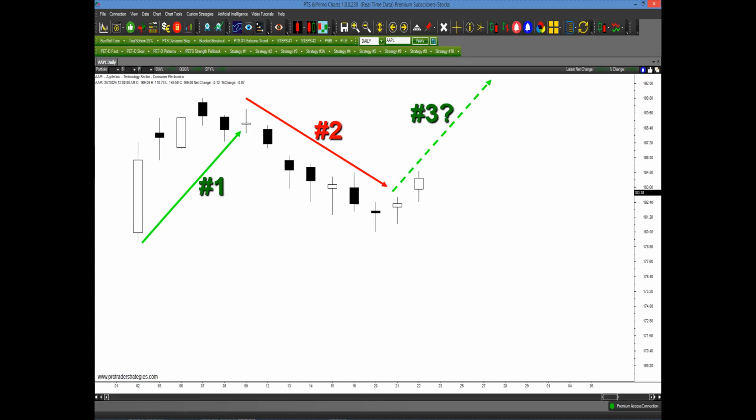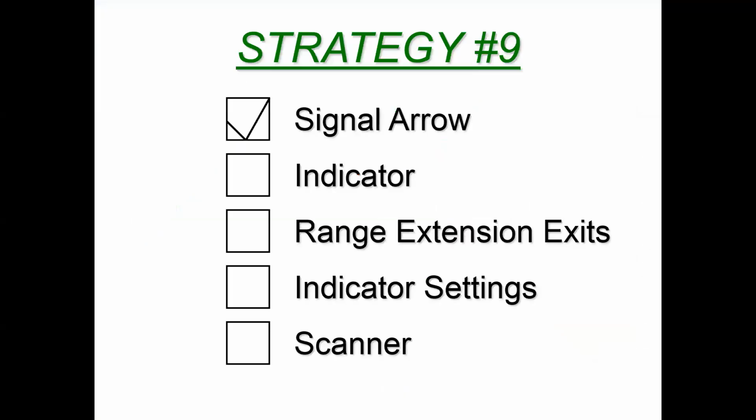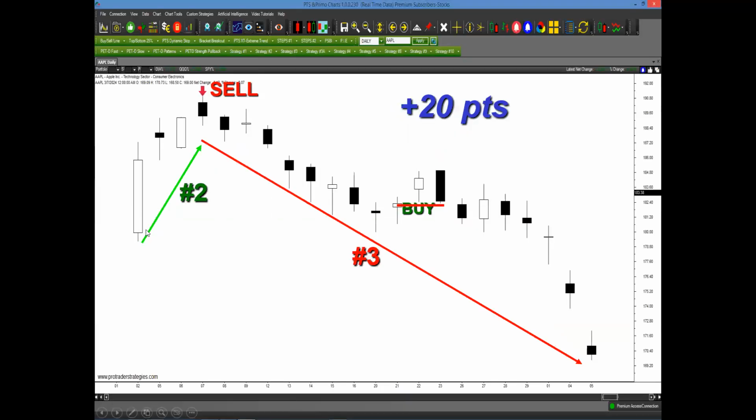So let's say the student jumped in and bought right there. Well, let's see how successful they were. Okay. This is why you need strategy number 9, because this wasn't at all the proper phases of a pullback. If you were a strategy number 9 student, you still could have traded this, but guess what? Once we apply it, we click on strategy number 9, click on signal arrows, and we would have seen that this was actually not phase 1, but phase 2. This little bounce was the selling opportunity.